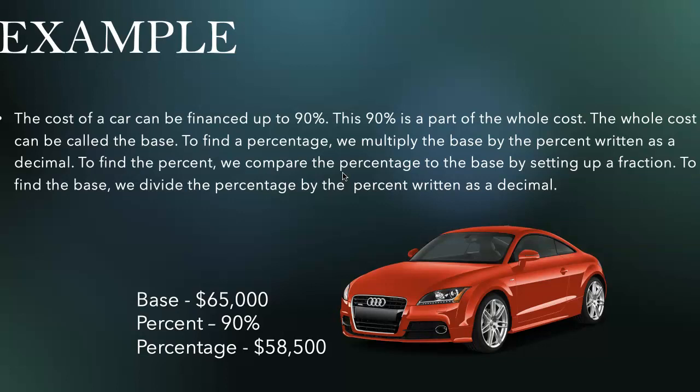This would lead us to find 90%. And finally, to find a base, like we are looking at today, we would divide our percentage, $58,500, by the percent written as a decimal, which would be 0.9, and that would lead us to our total of $65,000.